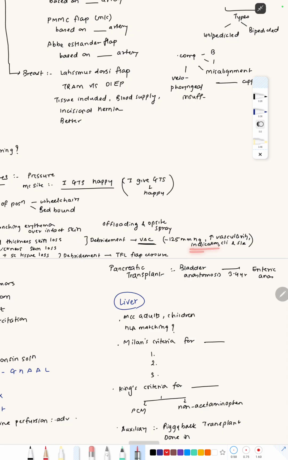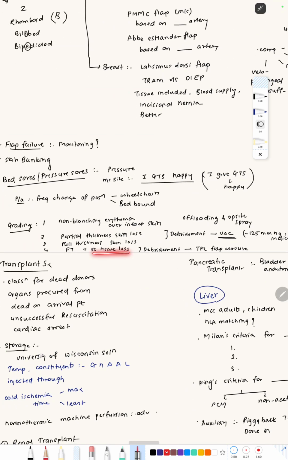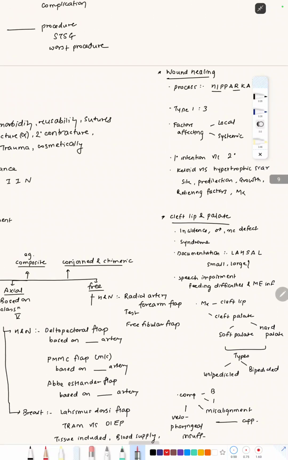Then what are the indications for using a VAC? The indications of using a VAC are if there is a chronic non-healing ulcer like a venous ulcer, arterial ulcer, diabetic ulcer, or burn wounds, bed sores, this is used. Contraindications: if there is an eschar, then first an escharotomy is done and then VAC is applied. Or it is also contraindicated if there is going to be osteomyelitis in case of diabetic ulcer. Then in grade 4, where there is a subcutaneous tissue loss, there is a debridement followed by flap closure, and the flap used is the tensor fascia lata (TFL) flap.